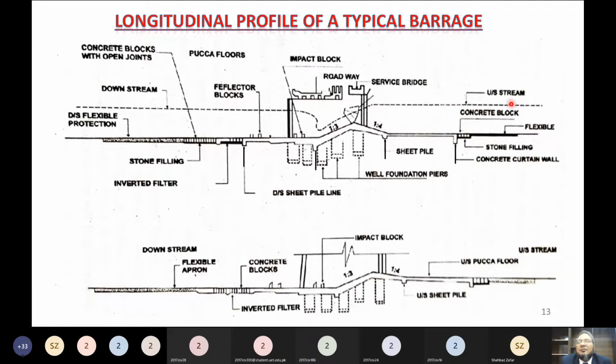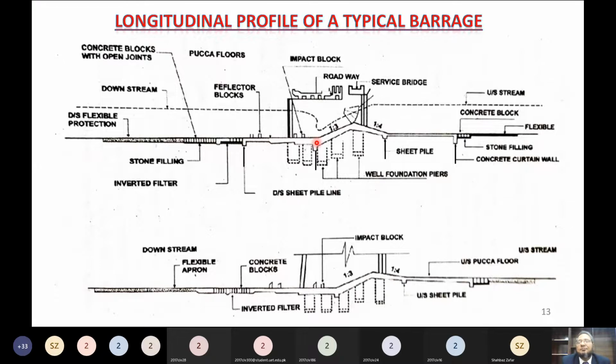Right one. How could you know it? Water level is high. Water level is higher. So we are raising this level. This is called the pond level of the barrage. And so this one is the upstream concrete floor of the barrage. This one is the upstream glacis. And this is the crest of the weir. This is the downstream glacis.